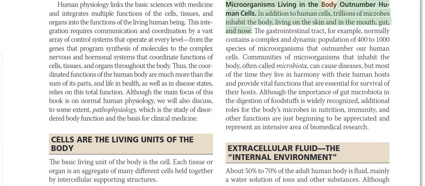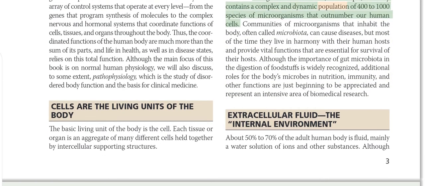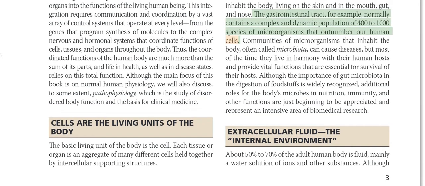Microorganisms living in the body outnumber human cells. In addition to human cells, trillions of microbes inhabit the body, living on the skin and in the mouth, gut, and nose. The gastrointestinal tract, for example, normally contains a complex and dynamic population of 400 to 1,000 species of microorganisms that outnumber our human cells.